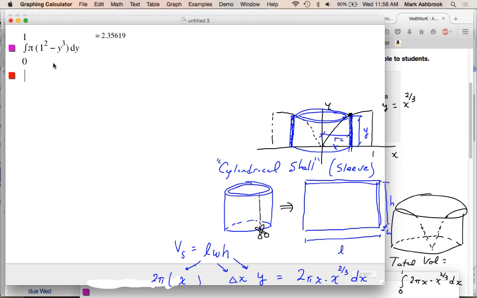All right, and then using this method, 0 to 1, 2 pi x times x to the 2/3. Look at that. Okay, so same volume, two different ways to do it. Both give the exact same answer since we set it up correctly.